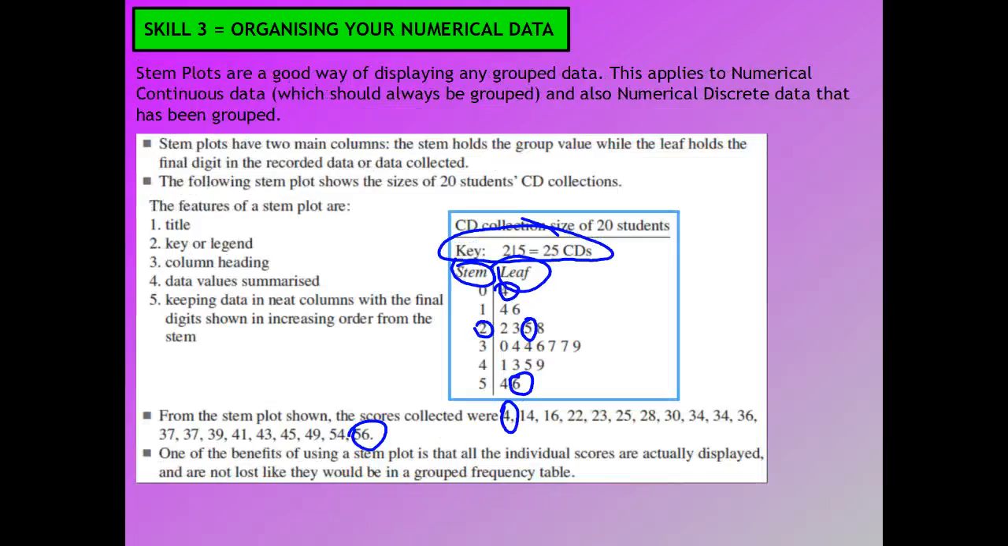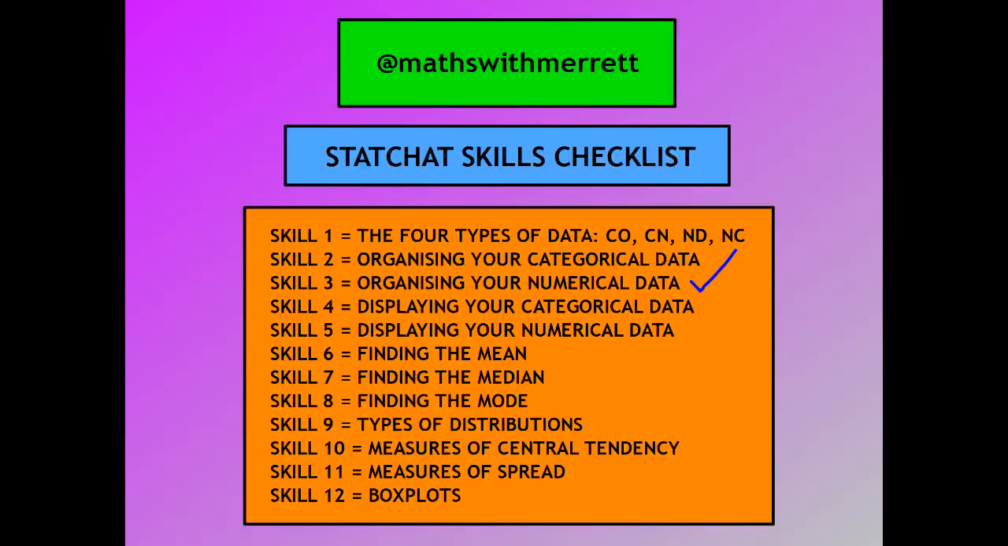When you create your stem plot, always make sure you follow these 5 steps over here so that we can read the data off your stem plot very easily. So make sure there's a title, a key, column heading, the data values are summarized, and keep the data as neat as possible and in order so that they're increasing from left to right. And that's Skill 3 done.